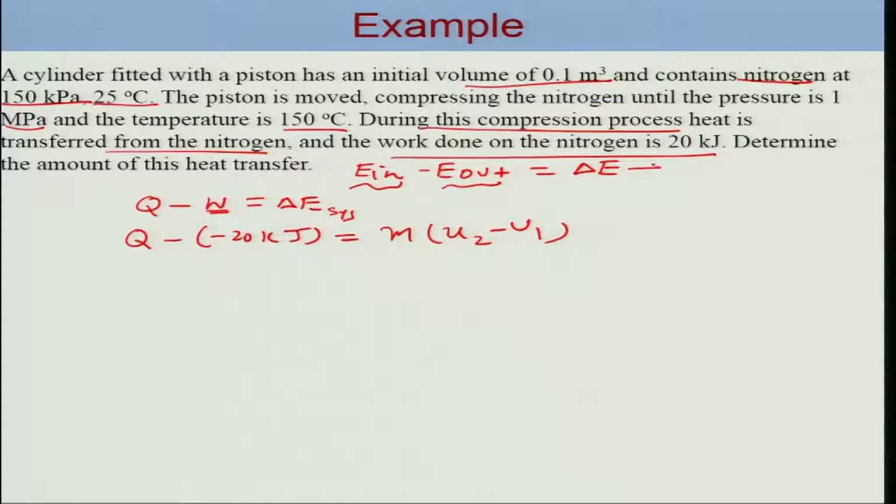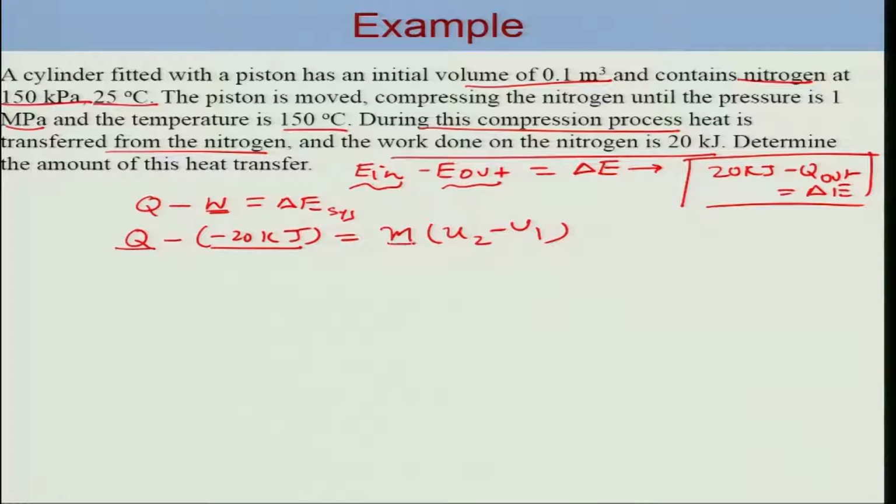If I had used E in, which is the work done on the nitrogen, 20 kilojoules, minus Q out, equal to delta E, this is one way where we just write Q out because we know the sign of it. Otherwise we can make use of a generalized form where Q is what is being supplied to the system minus the work done by the system on the surroundings, which is minus 20 kilojoules, because here the surroundings do work on the system, that's why it should be minus. We are assuming Q is supplied to the system, that's why we put Q here, so we will know the sign.